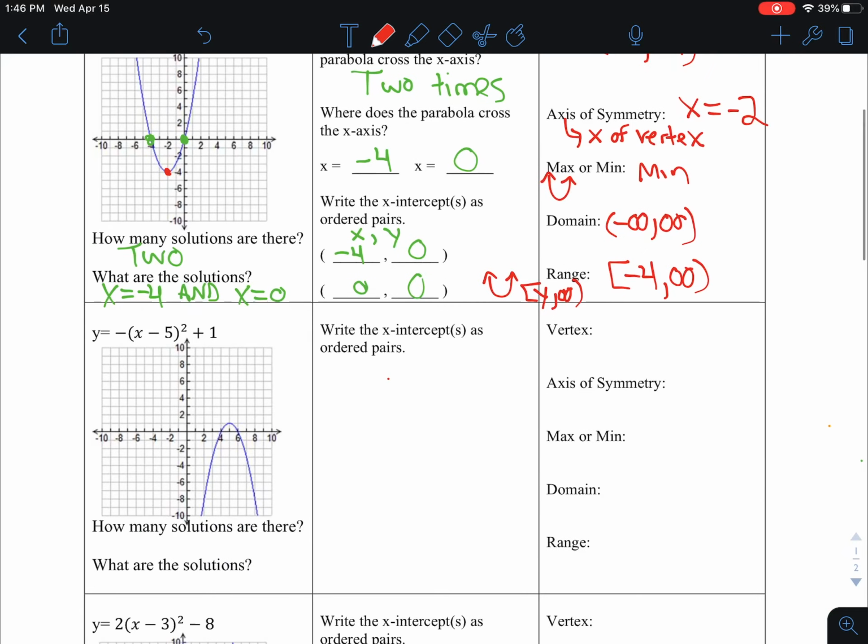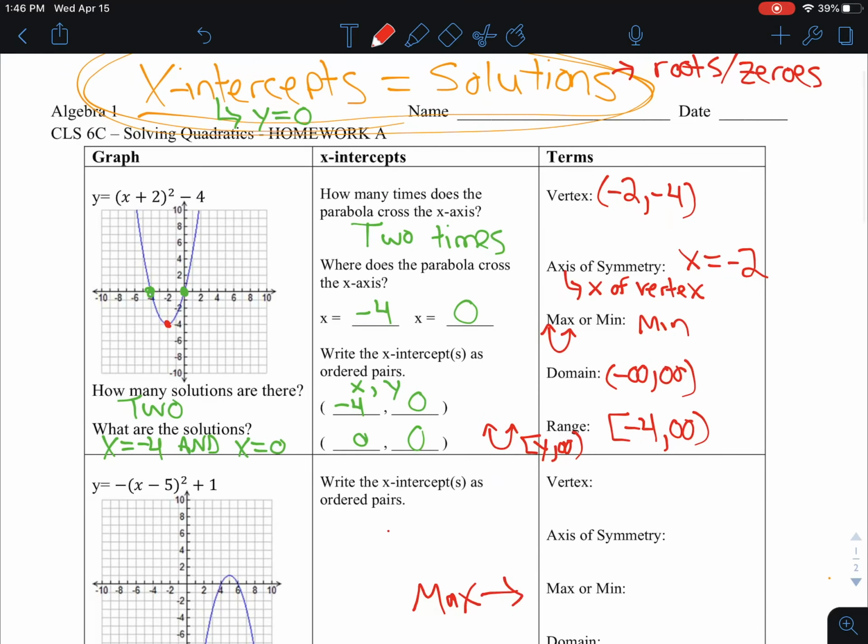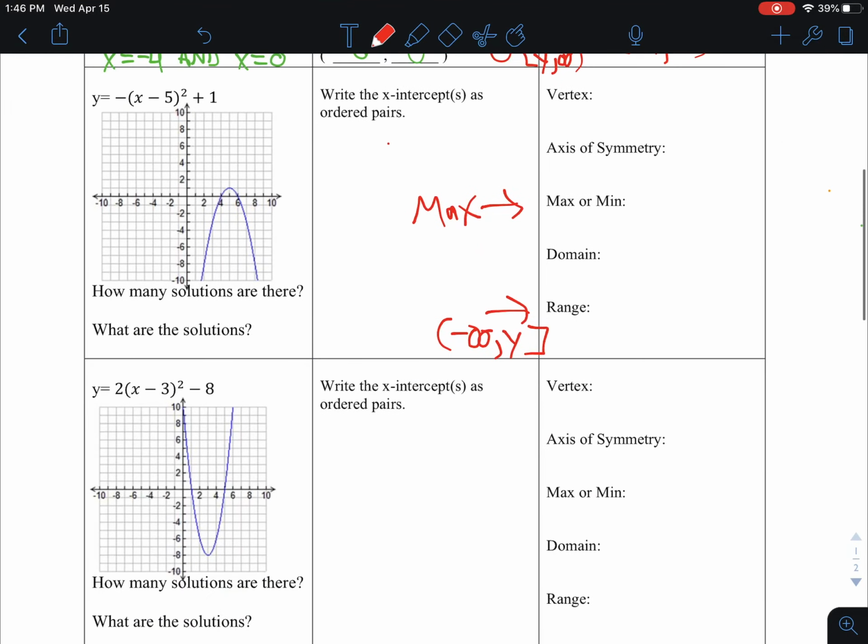Heads up, remember for the range for the second one, since it's opening down, it's going to be negative infinity to your y of the vertex like that. And then remember, this will be a max since this one is opening down. So just, again, some tips for that. Again, you're just completing this homework assignment. I want you still doing the top, doing this middle problem, and then doing this bottom problem.